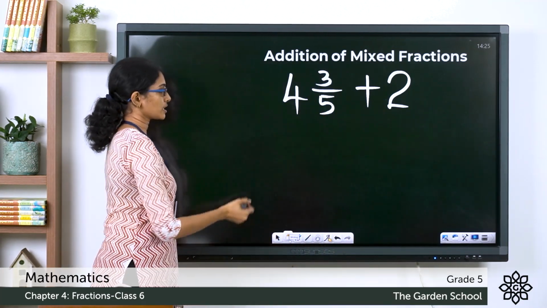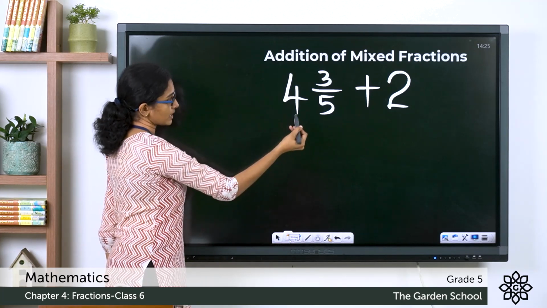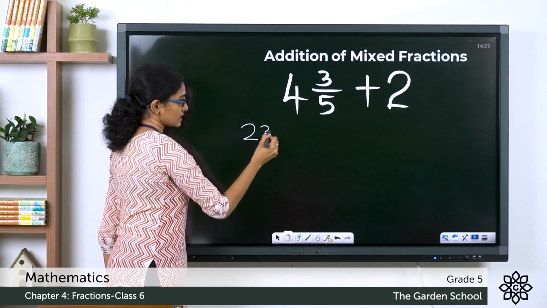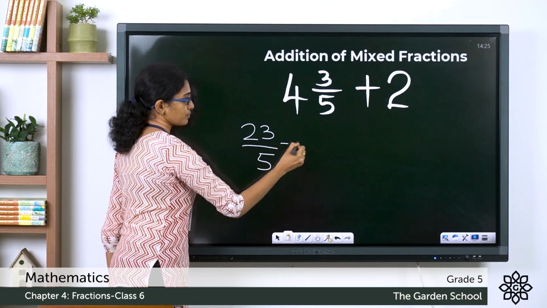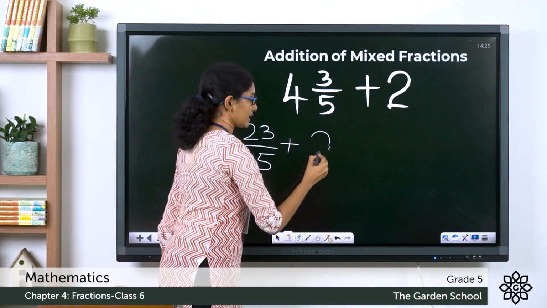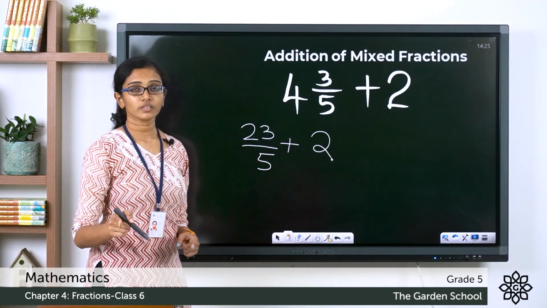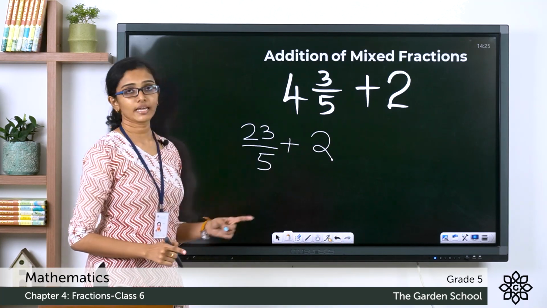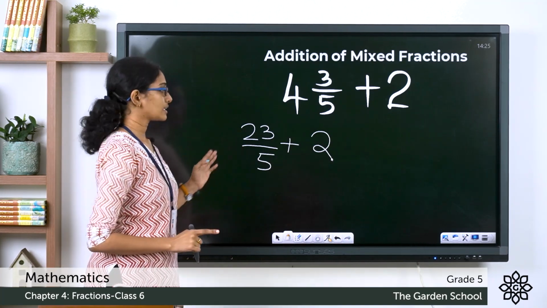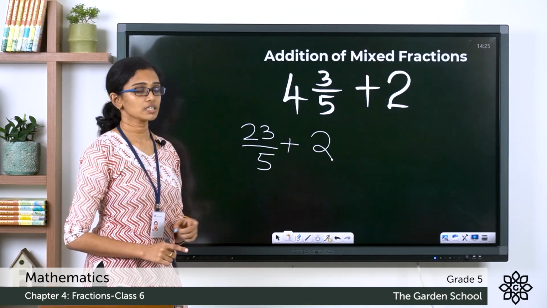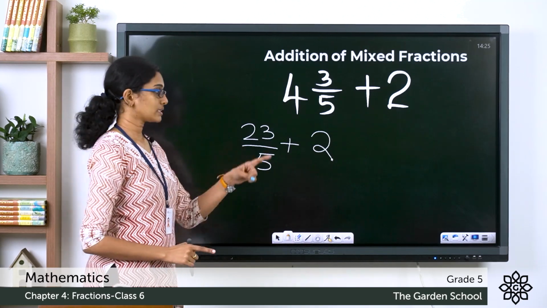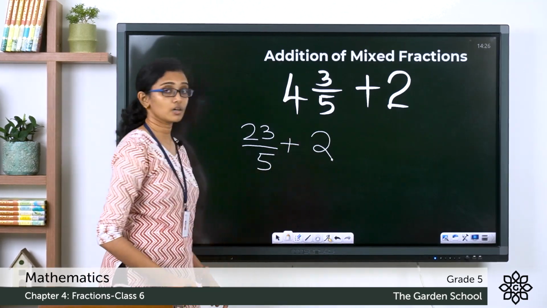How do you convert 4 3 by 5 to an improper fraction? 4 fives are 20, plus 3 is 23 by 5, plus you have a whole number there. Now, after conversion, what is the next step? You have to make the denominators the same so that they become like fractions, and then you can do the addition. But see, does this 2 have a denominator?